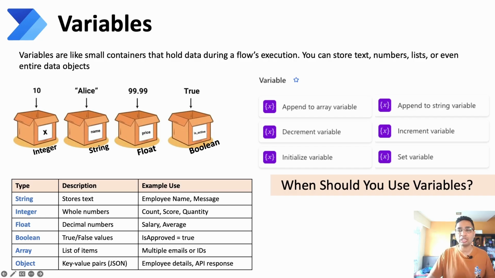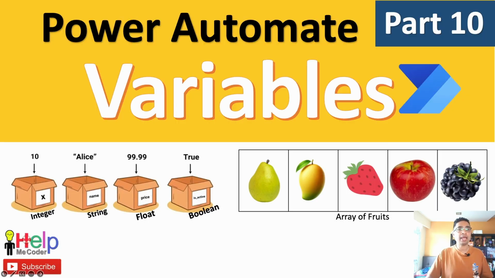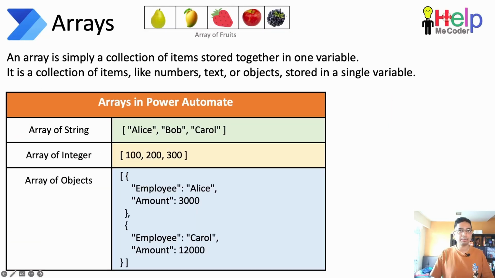Next thing is what arrays are and how you use arrays inside Power Automate. Arrays are a very important concept. I think if you have learned other programming languages, the concept remains the same. You basically club or store multiple items in one variable. So as the definition says, it is a collection of items stored together in one variable. If you have an array of fruits, imagine you are storing all the fruits together in one variable. A collection of items can be strings, it can be integers, it can even be objects. So you can have multiple objects stored inside an array.